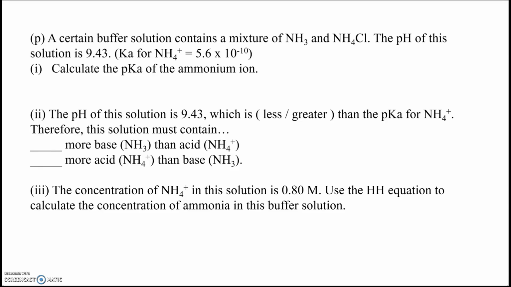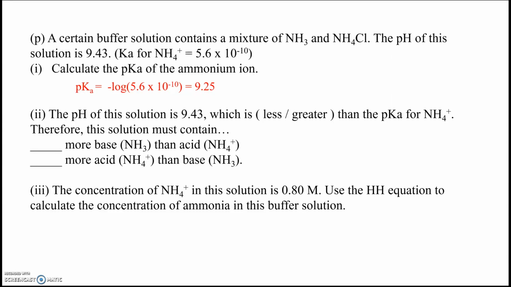All right, item P. A certain buffer solution contains a mixture of ammonia and ammonium chloride, which we recognize as a buffer because it's a weak base, and the salt of a weak base. And the pH of this solution is 9.43. First item, calculate the pKa of the ammonium ion. Well, the pKa is just going to be the negative logarithm of this Ka, which would be 9.25.